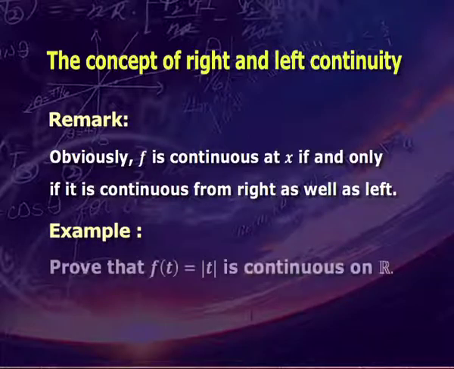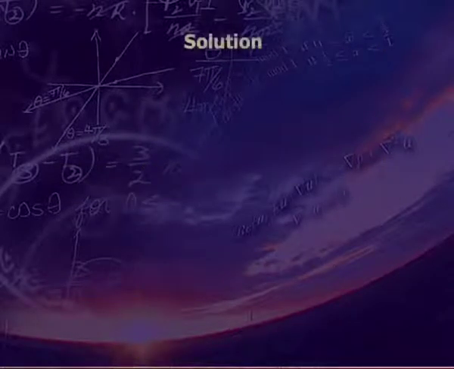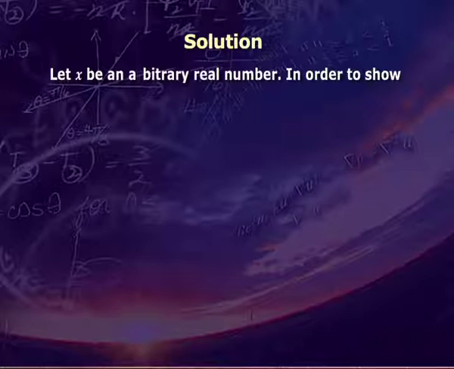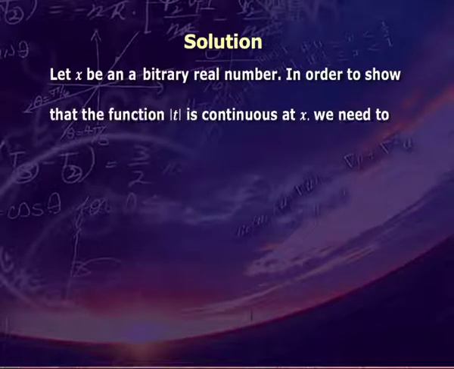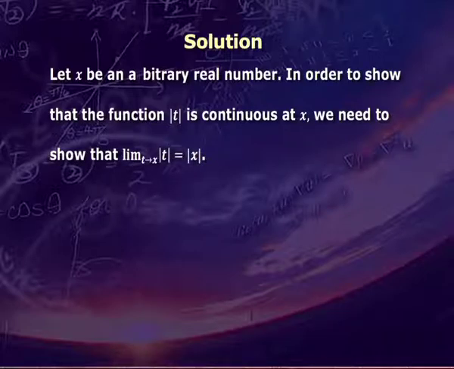Remark: obviously, f is continuous at x if and only if it is continuous from right as well as left. Example: prove that f(t) equal to mod t is continuous on R. Solution: let x be an arbitrary real number. In order to show that the function mod t is continuous at x, we need to show that the limit of mod t as t goes to x is mod x.